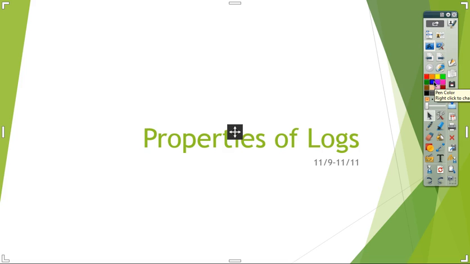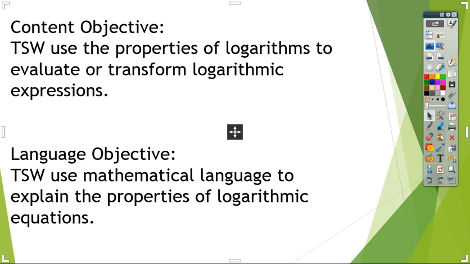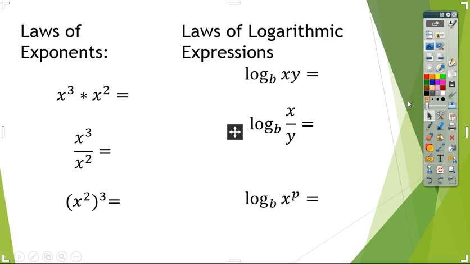So here we go. All right, today you're going to use the properties of logarithms to evaluate or transform logarithmic expressions. And basically what we're going to do is some manipulations of logs. In your language objective, you're going to use mathematical language to explain the properties of logarithmic equations. So in the past, we've dealt with laws of exponents.